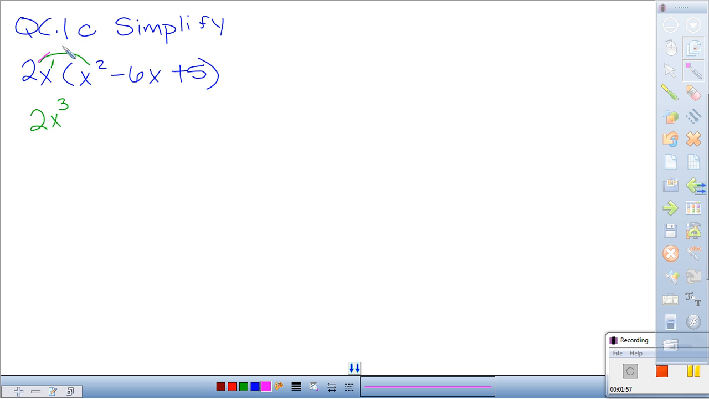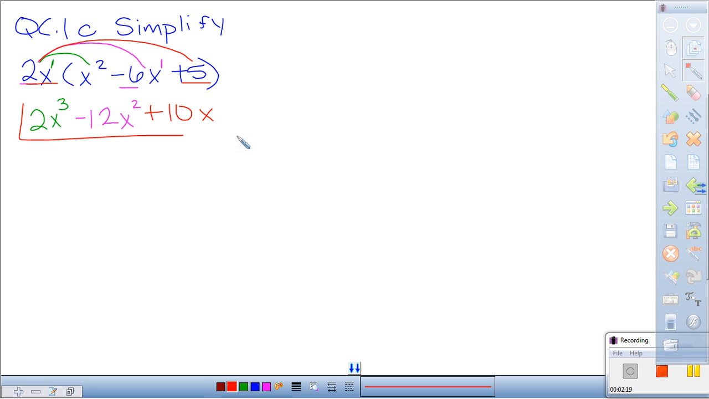Next, we'll multiply 2x times negative 6x, 2 times negative 6, negative 12, x times x with that imaginary 1, x squared, and finally, we'll multiply 2x times 5. 2x times 5 gives us 10x. Again, we don't have any like terms, so there's nothing else we can do, and we are finished. If we were to name this expression, we would call it a cubic trinomial. Cubic because the highest degree is 3, trinomial because we have 3 terms.